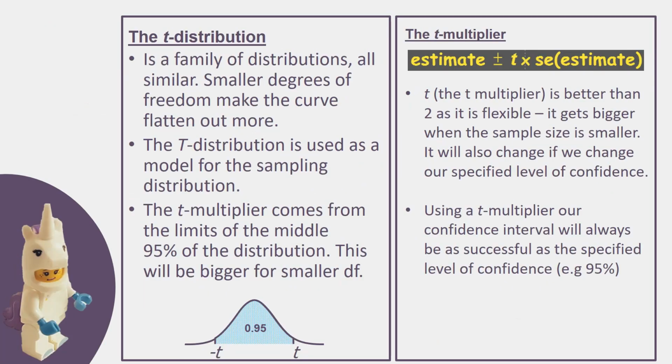So here we go. We've changed our formula now to include this t, the description of what that t multiplier is, and what the whole benefit of it is. So using a t multiplier, our confidence interval will always be as successful as the specified level of confidence. So we've tried to get all of our intervals to be 95% confident that it will hit it.